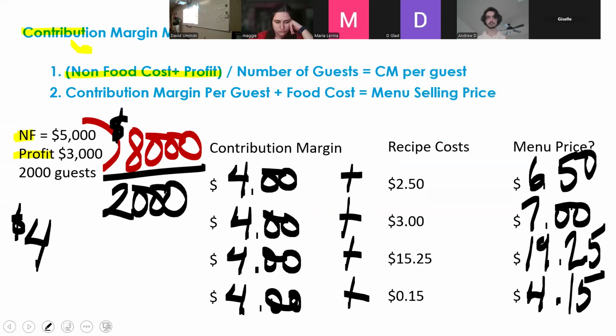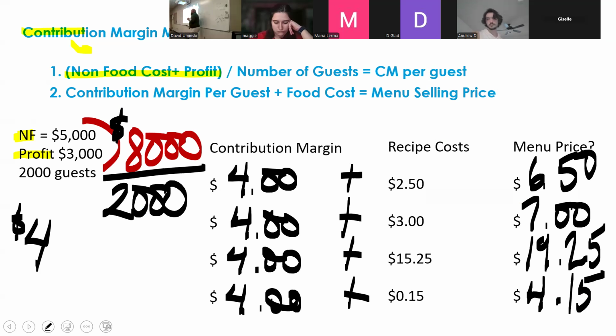It cost me 15 cents. We're probably talking about a beverage. So do I sell it for $1.50 or do I sell it for $4.15? Mathematically, yes, we should sell it for $1.